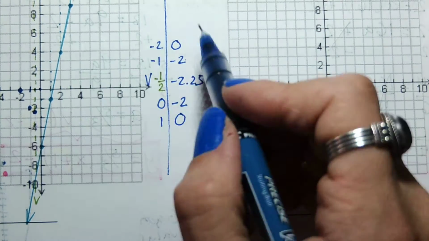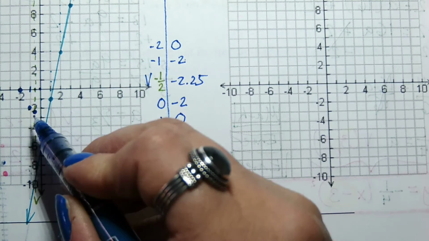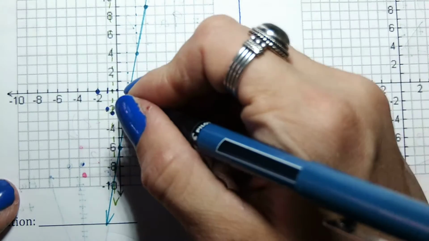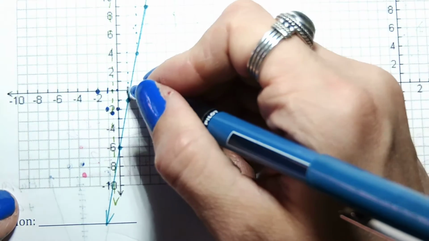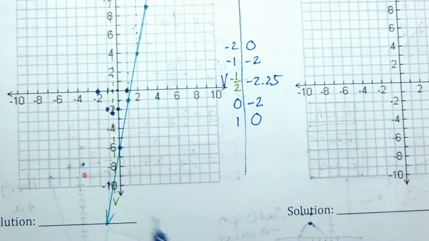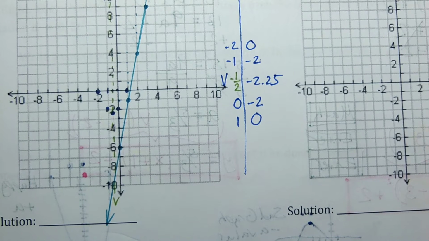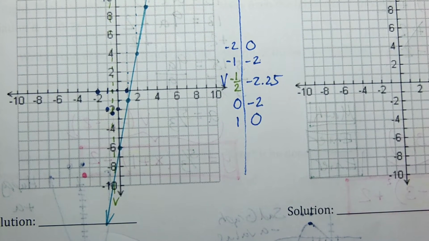So let's see what we have so far. There's -2, 0, -1, -2. The vertex, 0, -2, and 1, 0. Now, as you can see, we are really close to that line there, but is that an exact point? And folks, except for a few of the solve algebraically ones, these should all be exact, easy to find points. So I have not found the intersection point yet, so we're going to keep going.